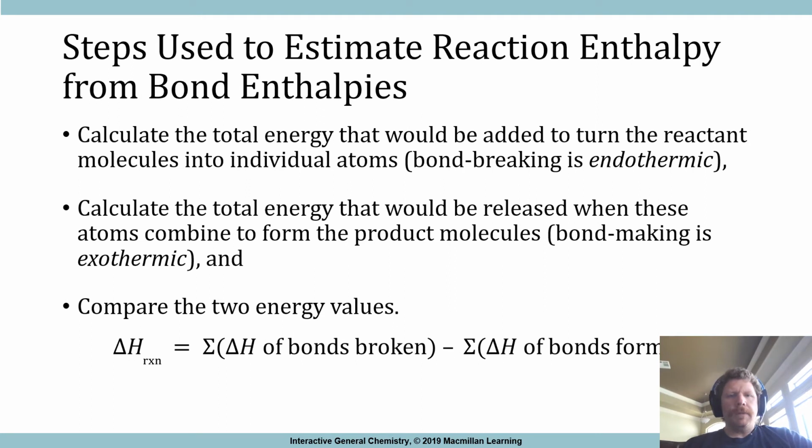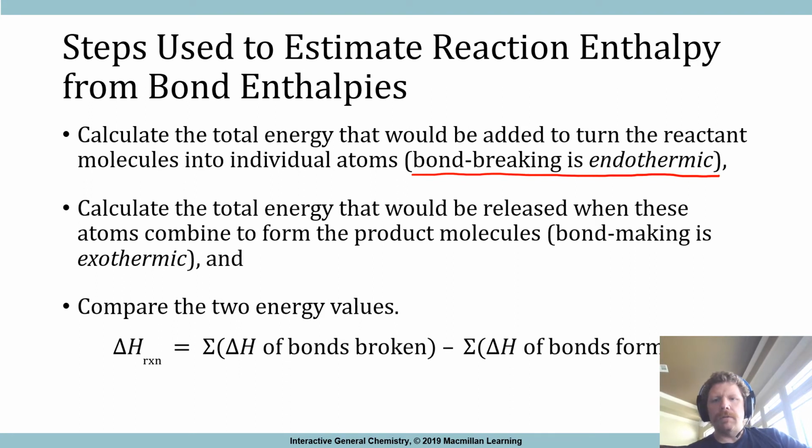Okay, so our steps that we use to estimate reaction enthalpy from bond enthalpies. We want to calculate the total energy that would be added to turn the reactant molecules into individual atoms. So bond breaking is going to be an endothermic process. Now we calculate the total energy that would be released when these atoms combine to form product molecules. Bond making is an exothermic process. So these two keys: bond breaking is endothermic, bond making is exothermic.